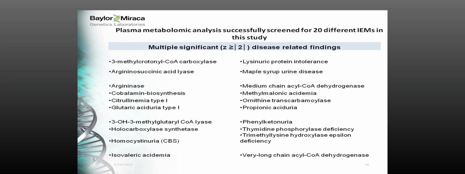So this is just a list of the disorders that we were able to reliably detect on the validation assay. I'm not going to read them all, but again, various organic acidemias, urea cycle disorders, other amino acid disorders, and fatty acid oxidation disorders.